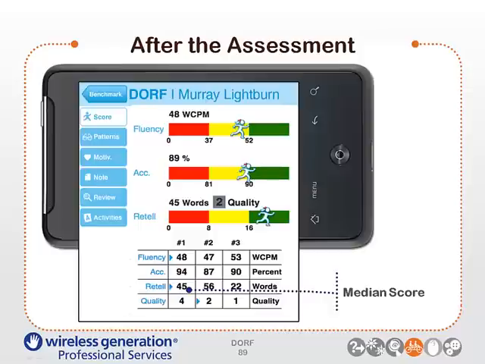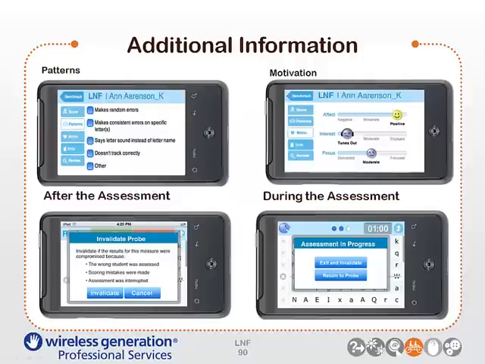The score level bars at the top of the screen show the student's scores for fluency, accuracy, and retell. The student's scores are listed above the score level bars. Median scores are reported for fluency and retell. The position of the runner reflects the distance from the benchmark goal. Numbers below the bar indicate the cut points dividing score levels. On the results screen, you can record additional information about student behavior during the DORF assessment by tapping the Patterns and Motivation buttons. This information will appear on the Probe Detail web report.